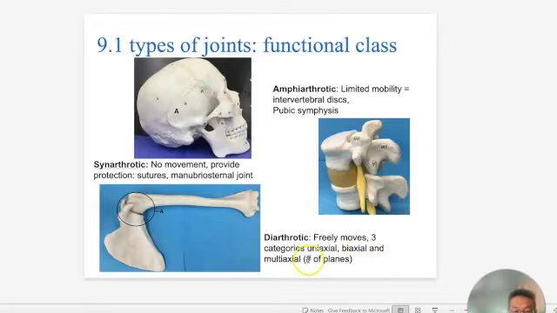The three categories are uniaxial, biaxial, and multiaxial. Uniaxial obviously means one, biaxial is two, and then multiaxial. We're going to look at them in more detail.